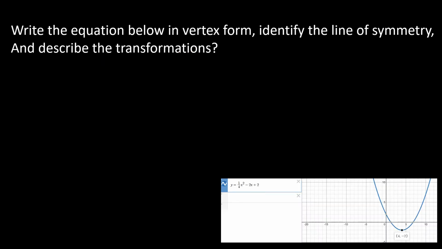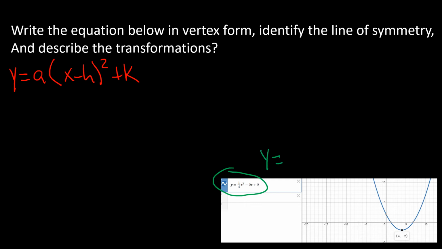The next question is asking you to do the exact same thing. So you want to write the equation in vertex form. That's y equals a times x minus h squared plus k. So you'll do this part. And if you're having a hard time seeing the equation here in standard form, it is y equals 1 over 4 x squared minus 2x plus 2. And I'll be checking your work as you are working through this problem. Okay, go ahead and continue when you're done.